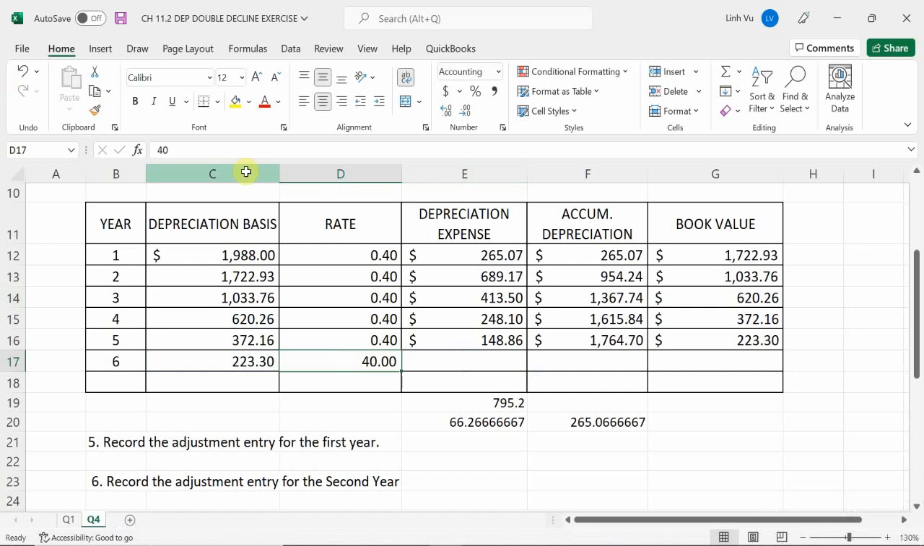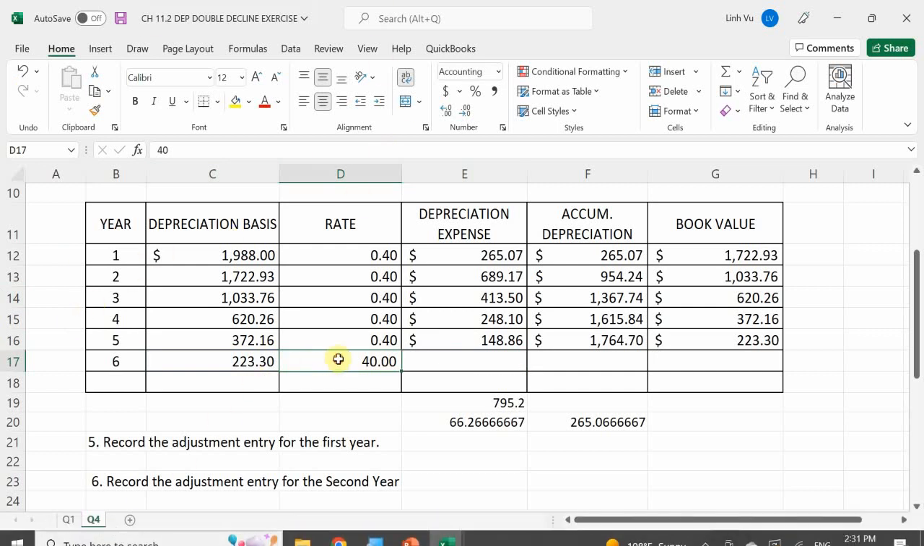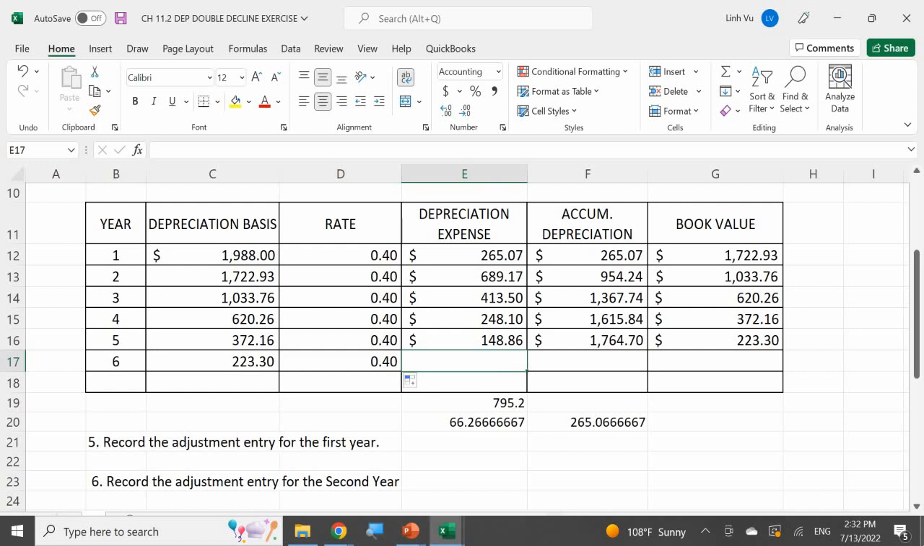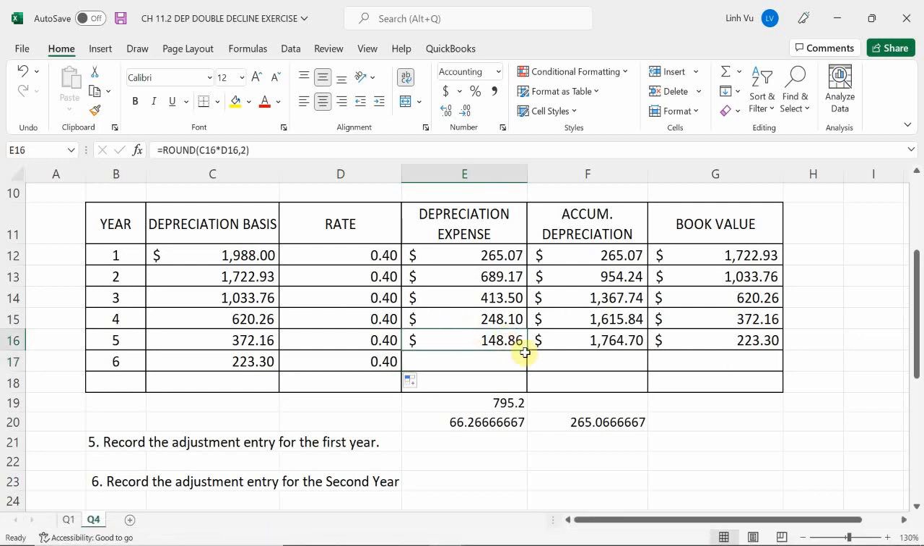Oh, okay, because I switched this over. I have to put this back as 0.4. There you go. So that should be $89.32. Accumulated will bring you to 1854.02, which will drop your book value down to $133.98. So in this case, I do need to work backwards.